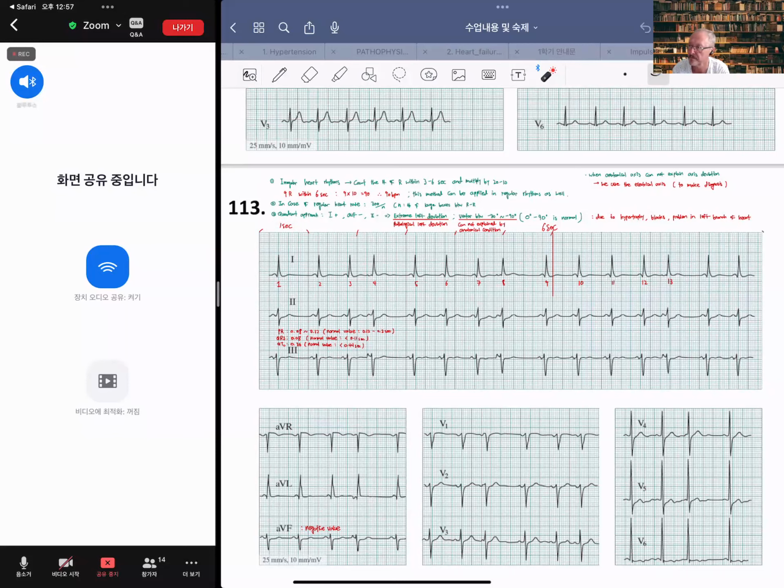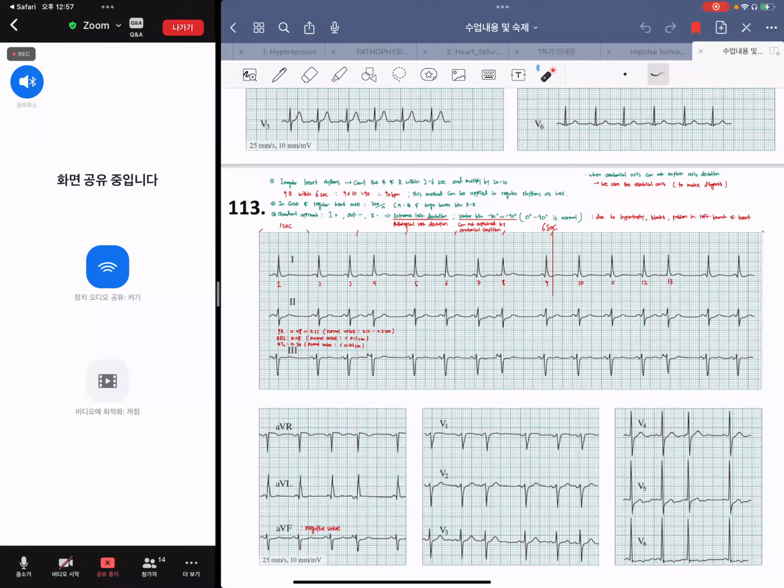And this method can be applied to regular rhythm as well, as you mentioned in the YouTube video. In case of a regular heart rate, we have to divide 300 by the number of R values. But as this is an irregular heart rate, I just multiply the total R value from the 6 seconds.